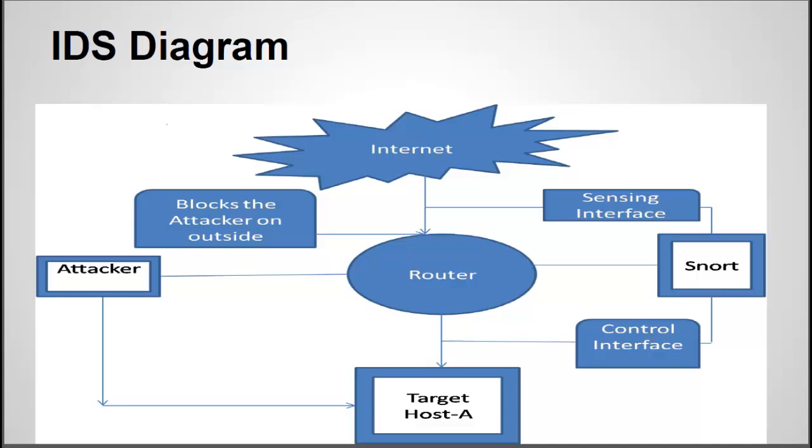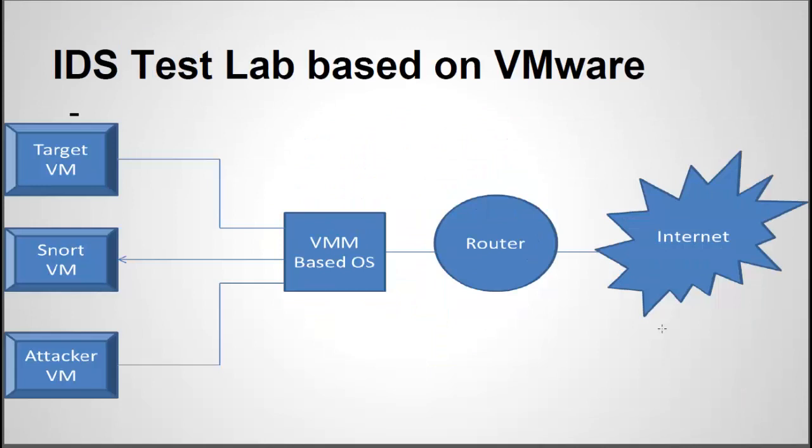However, we're in a lab environment, and my machine only has one interface, so our lab looks like this. We have this host machine sort of acting as our router. These are the target VMs, the Snort VM and attacker VM. So we have our Snort virtual machine, an attacker virtual machine, and a target virtual machine, and they all reside within this one host, and then of course the router is connected to the internet.